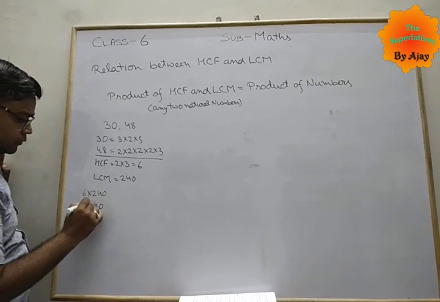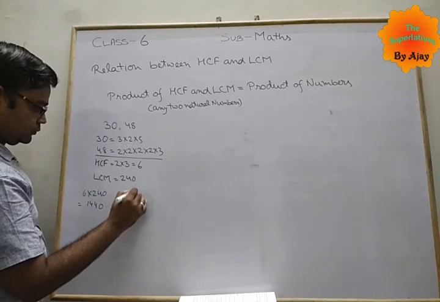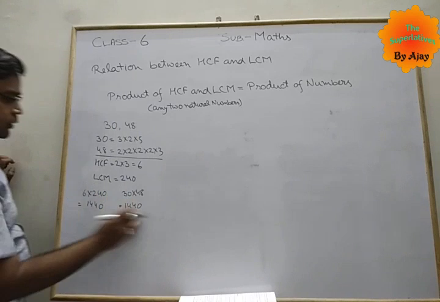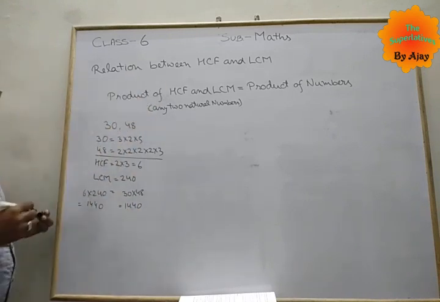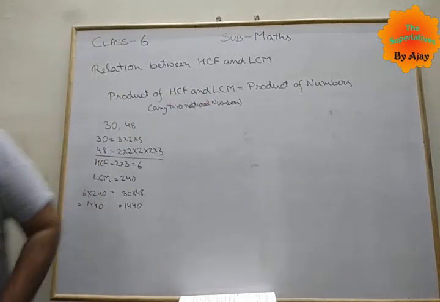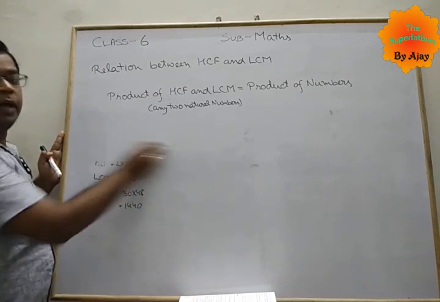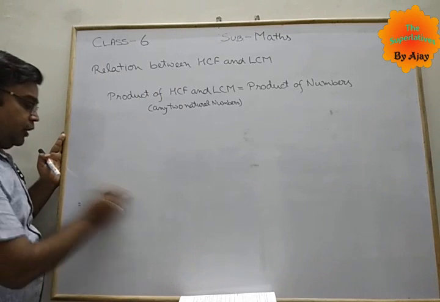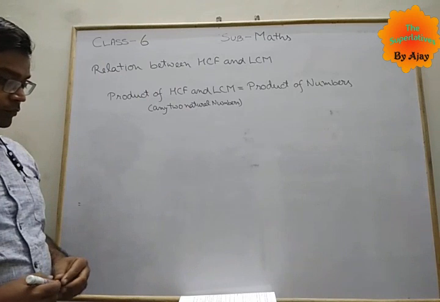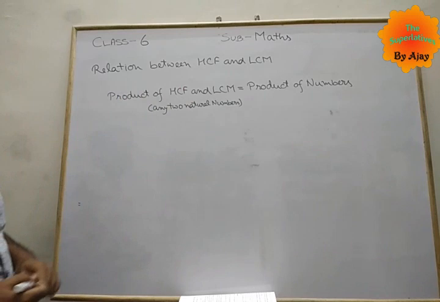So this is your concept. First find the HCF, then the LCM, then the product of numbers. This is useful in some tricky questions during your math Olympiad and other competitive examinations. From this we can easily find the numbers. We can easily write HCF into LCM equals first number into second number.